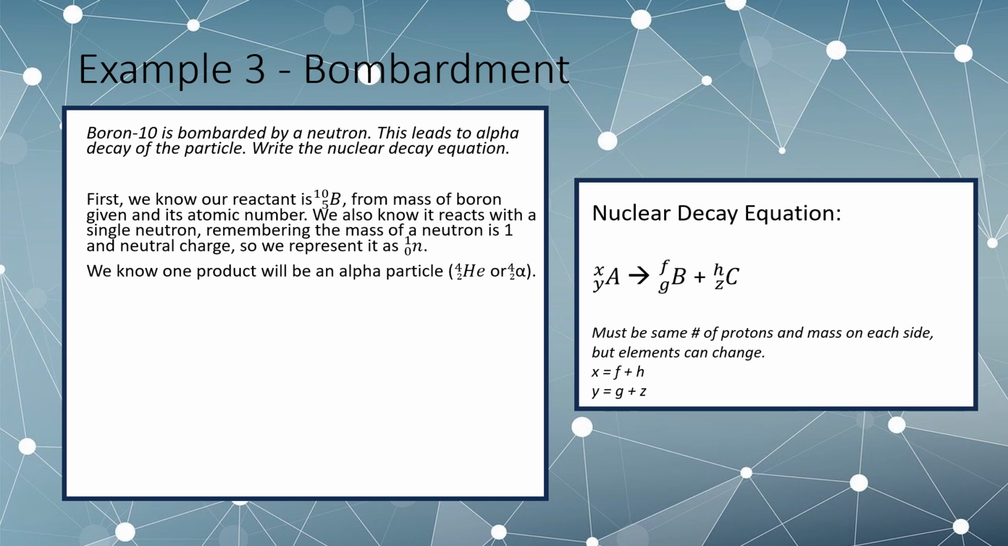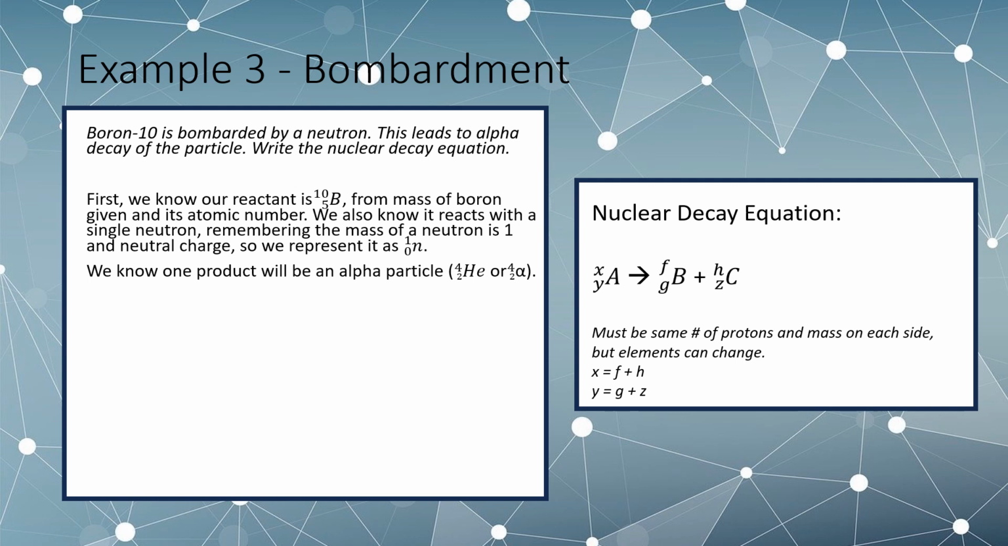So, in this example, boron 10 is bombarded by a neutron. This leads to alpha decay of the particle. Write the nuclear decay equation. When something is bombarded, whether by a neutron, an alpha particle, or electrons, beta particles, we must be careful because that means that bombardment is on the left-hand side as it is an initial reactant, rather than the decay, which is on the right-hand side.